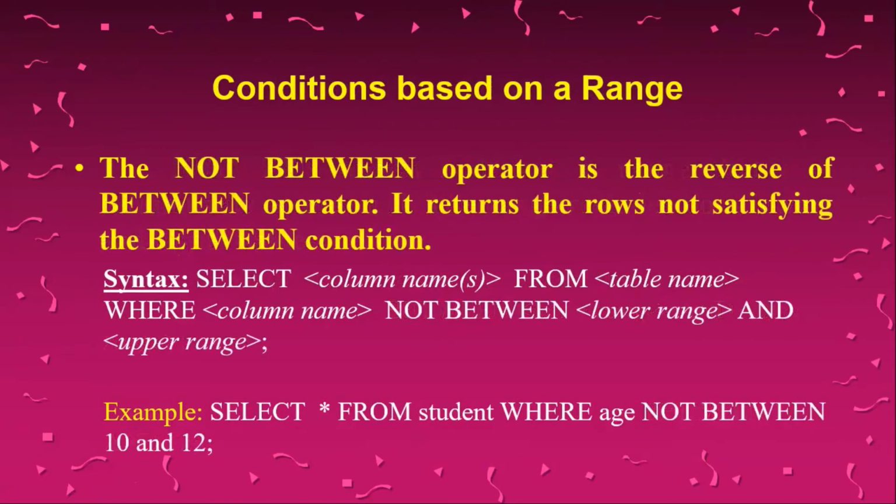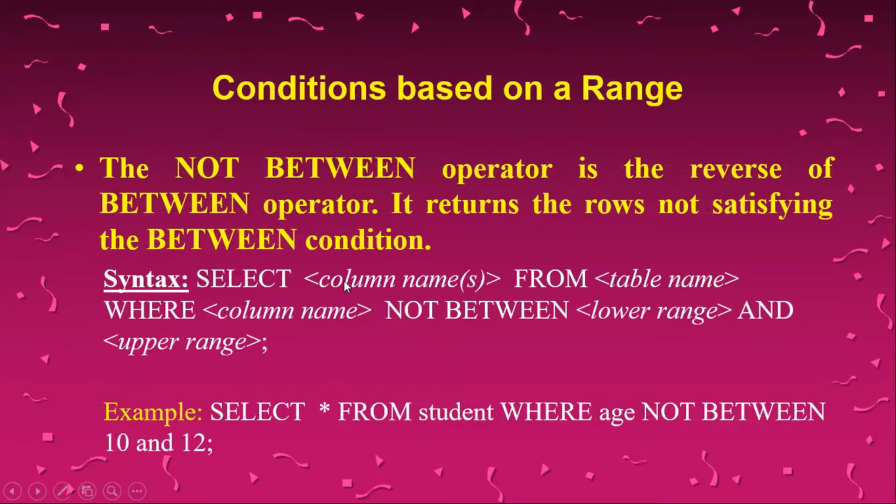For a condition based on a range, you can also use the NOT BETWEEN operator. The values which do not fall within the range will be displayed by the NOT BETWEEN operator. So it is the reverse of the BETWEEN operator. It returns the rows not satisfying the BETWEEN condition.